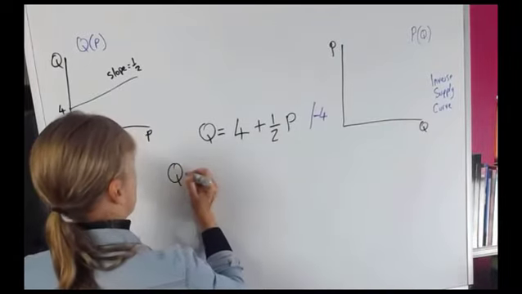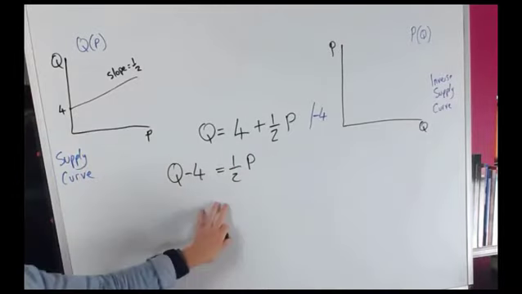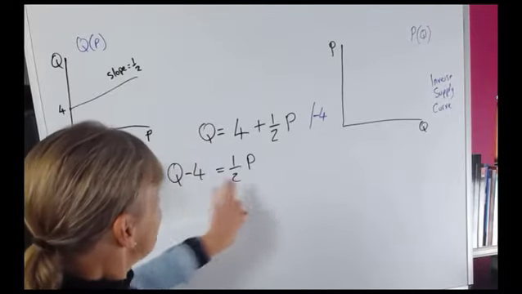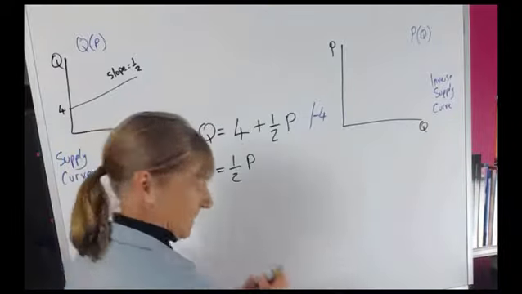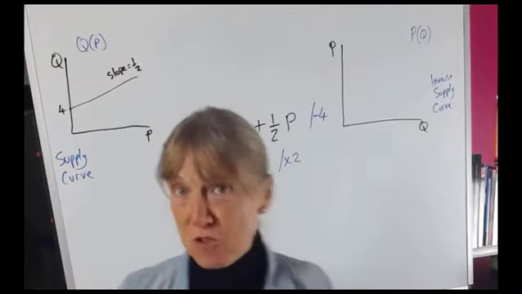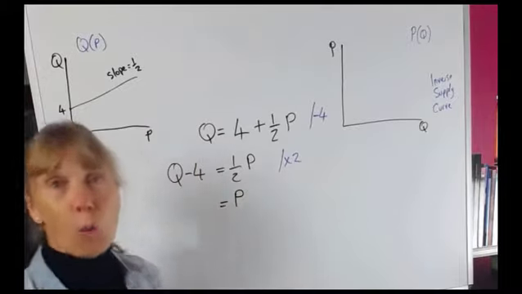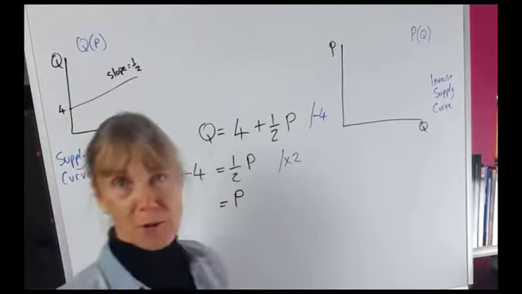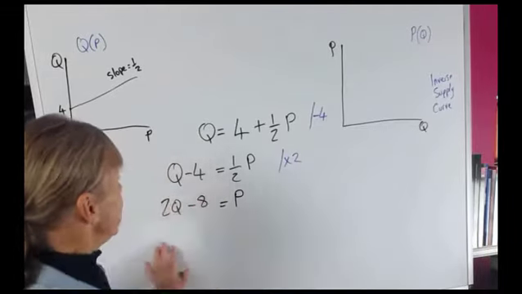So here we go. Q minus 4 equals a half P. So we're getting closer to P being all on its own. But at the moment, we know what half P is, but we want to know what a whole P is. So hopefully, you can see that if we multiply both sides by 2, we will get a whole P there, which is just what we want. And here, we've got to multiply every term on this side by 2. 2Q minus 8. So there we have it.